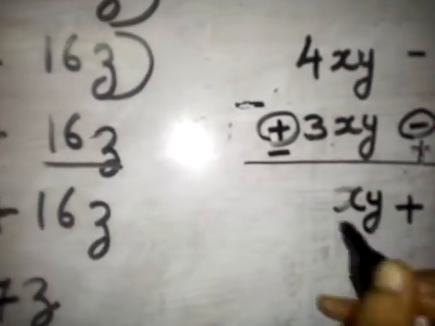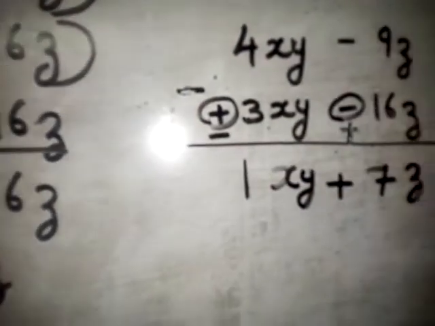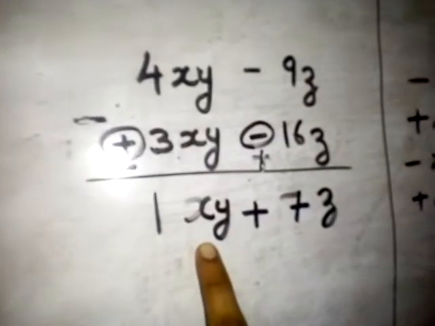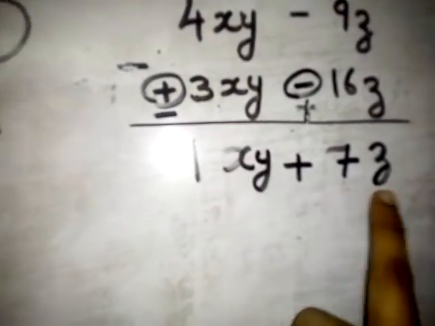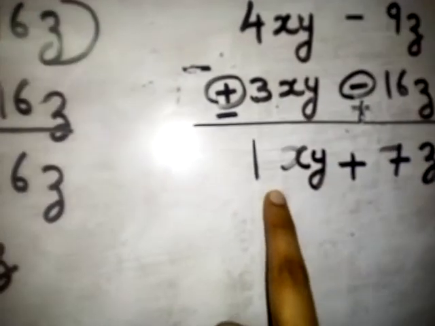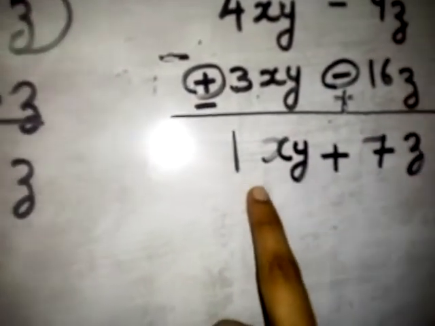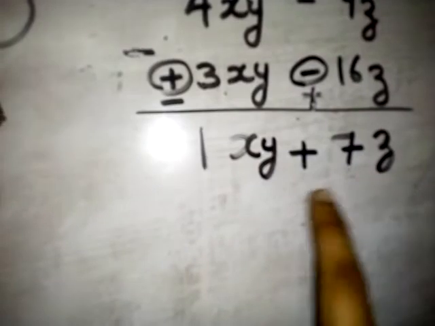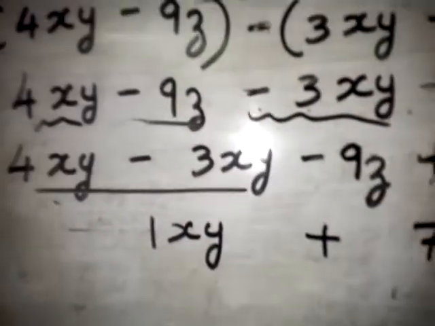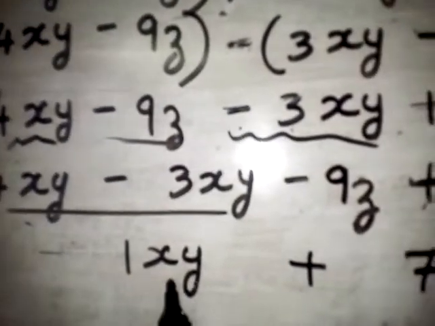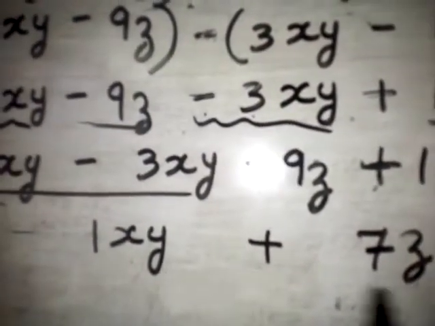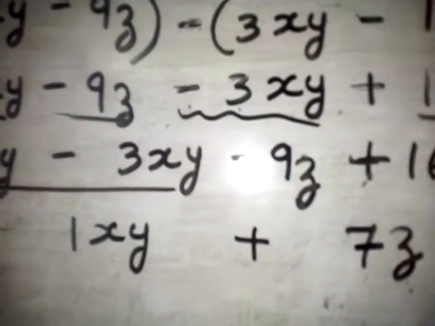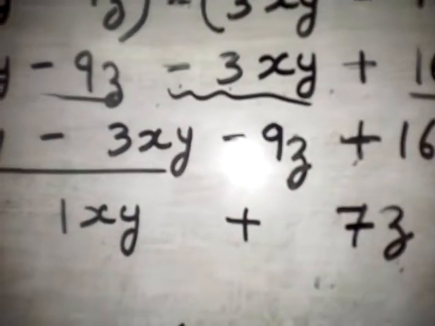4 minus 3, 1. Now you are getting unlike terms. You are getting different variables. Here xy is there, here z is there. You cannot add the numbers with unlike terms. If you don't have the same variable, you cannot add or subtract unlike terms. Even in horizontal arrangement, xy and here z, different variables; you cannot add or subtract the numbers.